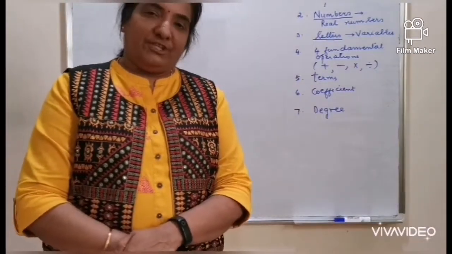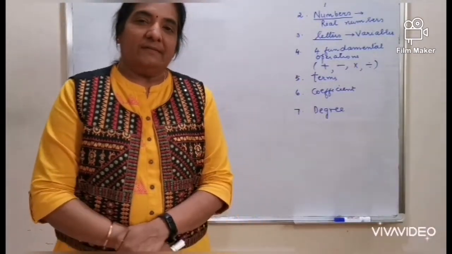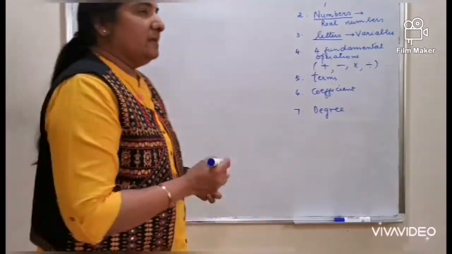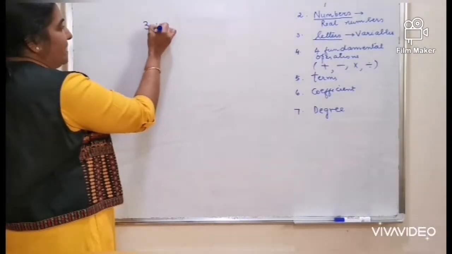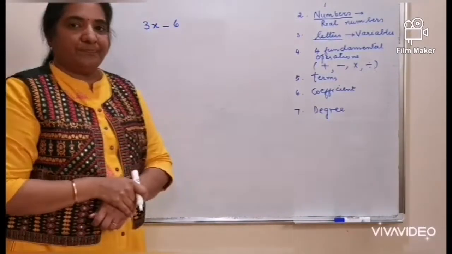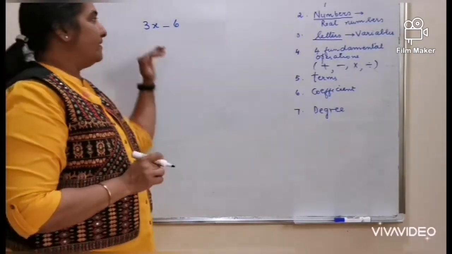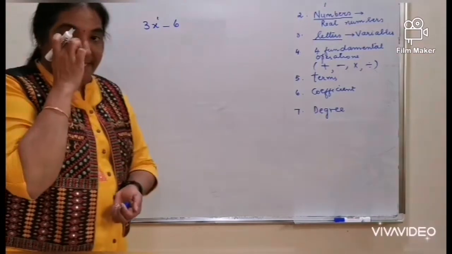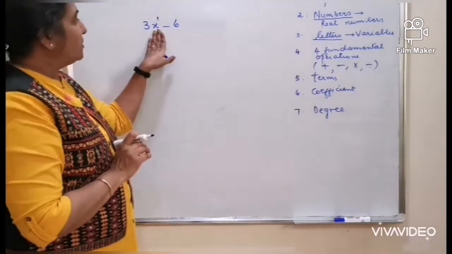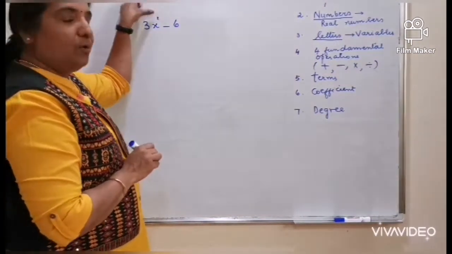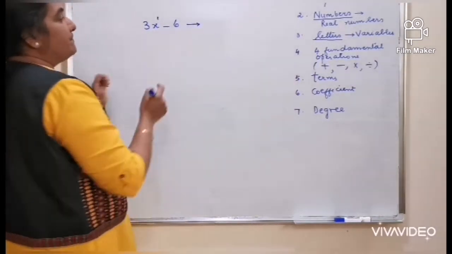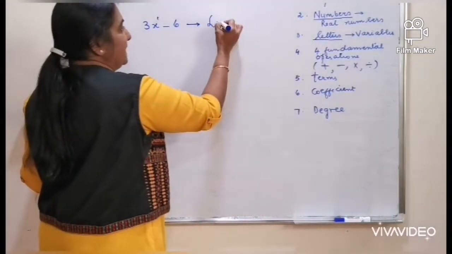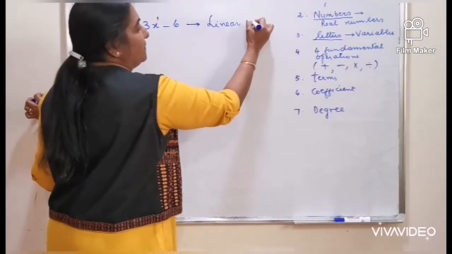After knowing the definition of polynomials, let us learn more about polynomials. Take the example of 3x minus 6. What is the degree of this polynomial? The variable involved is x and the degree or the power of the variable is 1, or the degree of this polynomial is 1, which shows that it is a linear polynomial.